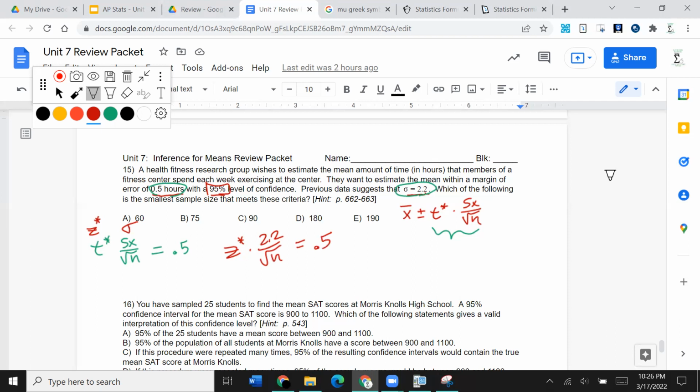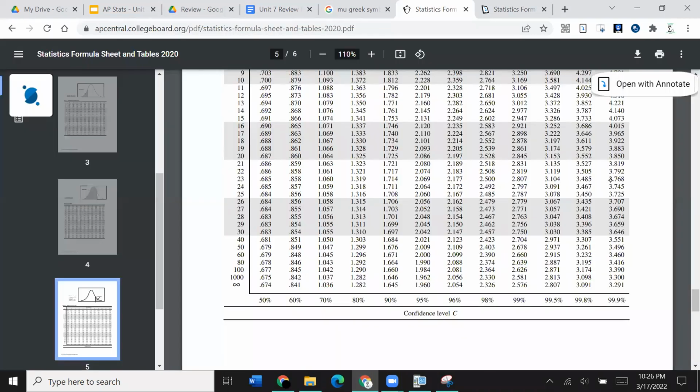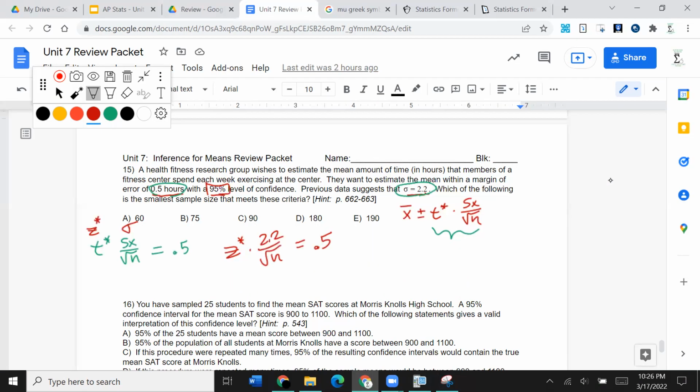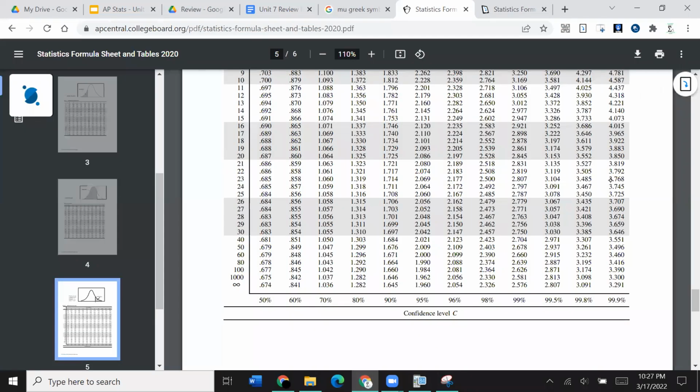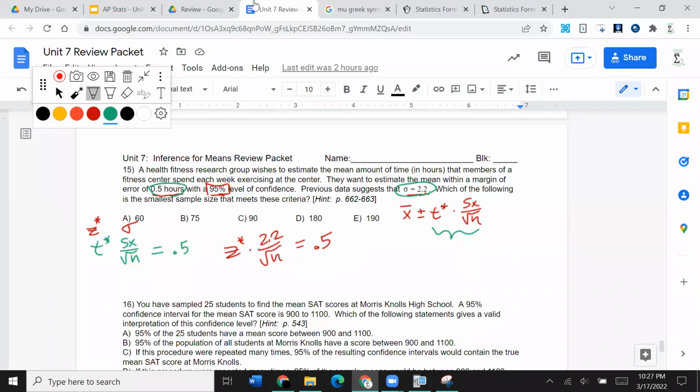So I'm going to go to table B for a moment. Because remember that at the bottom of table B, your z stars are actually all down here. So for 95% confidence, the number that represents z star is where the infinity symbol is. So we're talking about 1.96 there. I have that number, so I'm going to say 1.96 times 2.2 over the square root of n, and that's going to be approximately 0.5.